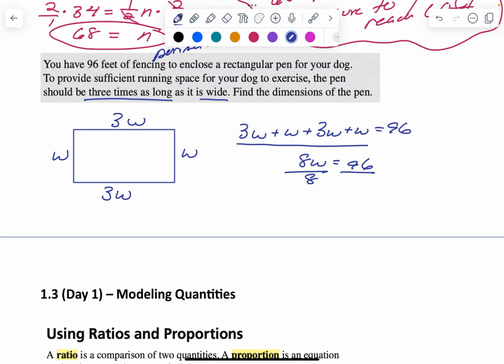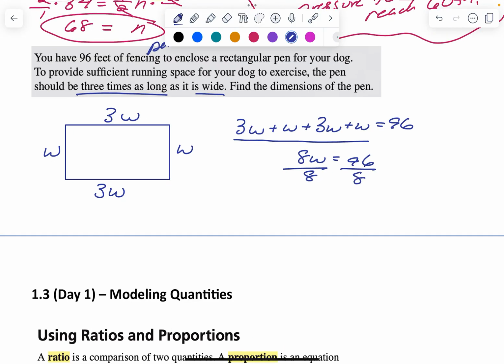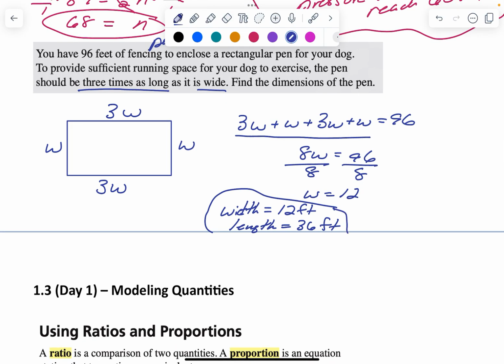And then dividing both sides by 8, we are going to end up with W equals 12. So the width is 12. So you would say the width is equal to 12 feet, and the length is equal to 3 times that, or 36 feet. And that's fine. You can put it in more words, but at least we have identified all the parts there.